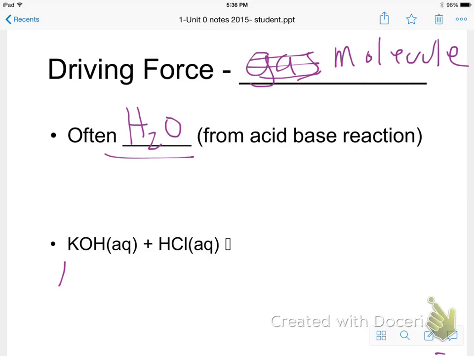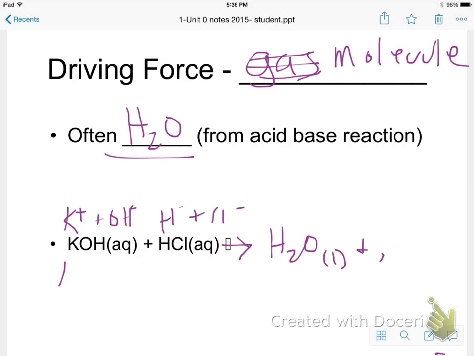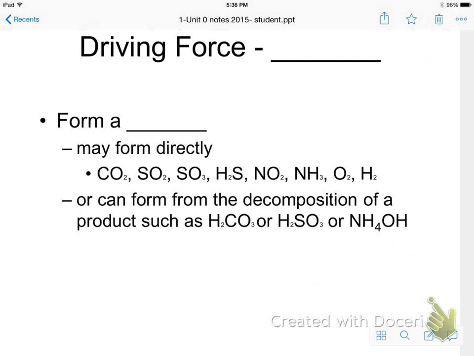So if I take potassium hydroxide and hydrochloric acid, this is a strong base, so this is what I have. That's what I have floating around, is these ions. But when they react, I end up with H2O, which does not have ions. It's floating around as a water, which is a liquid, which is a molecule, and I have KCl. So this is aqueous, but here's my evidence, my driving force that tells me this reaction occurs.